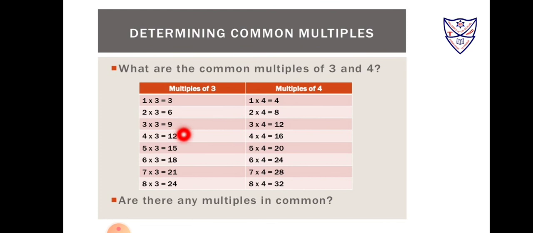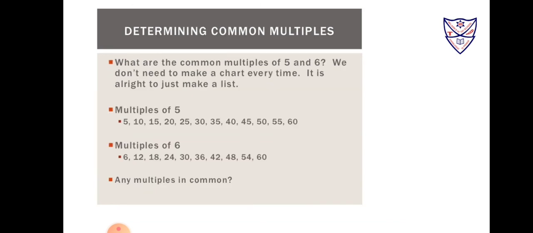Which are the common multiples? 12 is a common multiple because 12 is there in both the tables. Then is there any other common multiple? Yes, 24 is also a common multiple of 3 and 4. Now students, determining common multiples. What are the common multiples of 5 and 6?